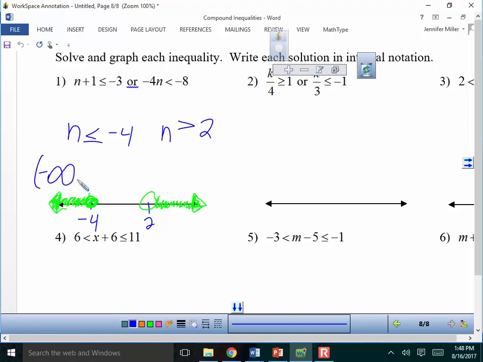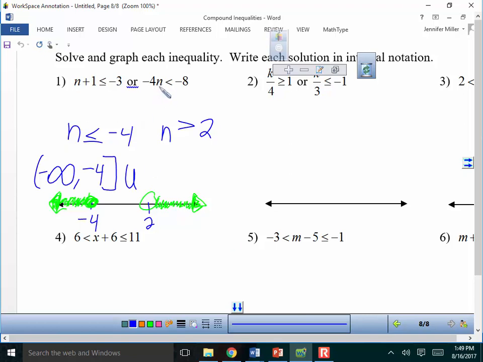But then where do we have to stop? We have to stop at -4. But since n can be equal to -4, there's a bracket there. That bracket tells us -4 works, okay? If it were a parenthesis, it would mean it doesn't work, which means it's just less than, not necessarily equal to, which is what we're about to see with this 2. Now this 2 is not part of our solution. If we plug 2 in there, it's not going to work, okay?